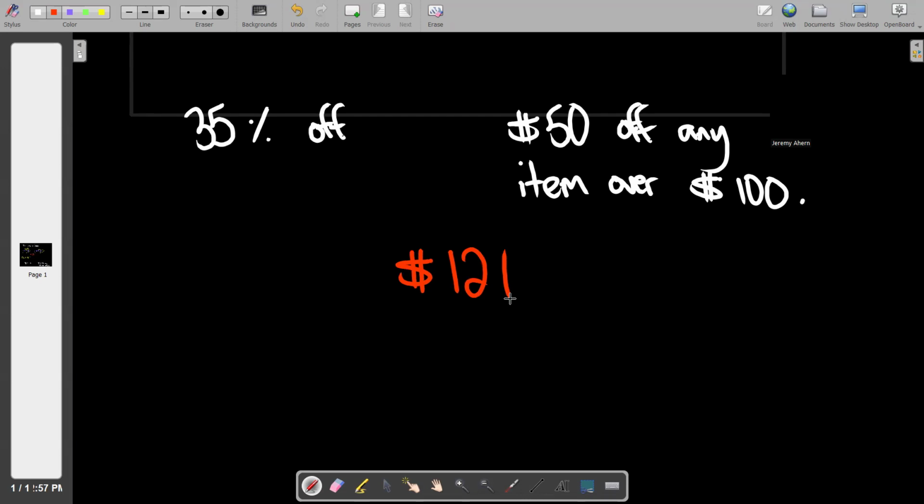So our question again is, which one's the better coupon? 50 bucks off is always pretty tantalizing, if you ask me. I mean, that's a big portion of 121. But to answer this, apples to apples, we really need to do the percent. So I'm going to take 0.35 and multiply it by 121. That will tell me how much I would save if I use the coupon on the left.